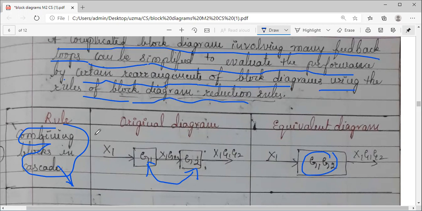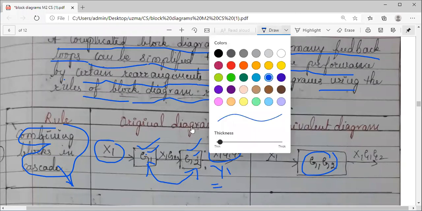Whenever in the given question you come across diagrams with blocks connected in series, cascade form, see, x1 is your input. There is a gain or transfer function g1, and a gain or transfer function g2. And what is the output? Let me take the output as y1. How do you write y1? Just check, after x1 is fed to the block for g1.